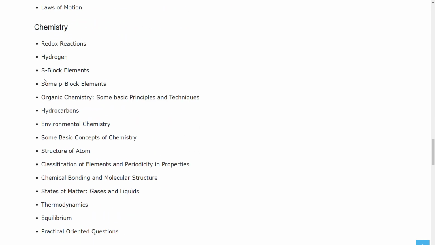In Chemistry, you will have subtopics of Redox Reactions, Hydrogen, S-Block Elements, some P-Block Elements, Organic Chemistry, some Basic Principles and Techniques, Hydrocarbons, Environmental Chemistry, some Basic Concepts of Chemistry, Structure of Atom, Classification of Elements and Periodicity in Properties, Chemical Bonding and Molecular Structure, States of Matter, Gases and Liquids, Thermodynamics, Equilibrium, Practical Oriented Questions.